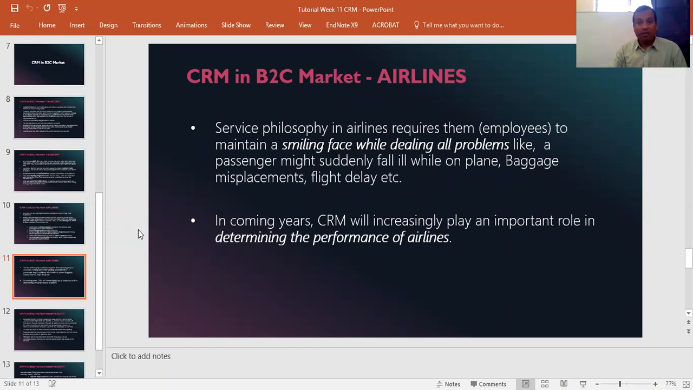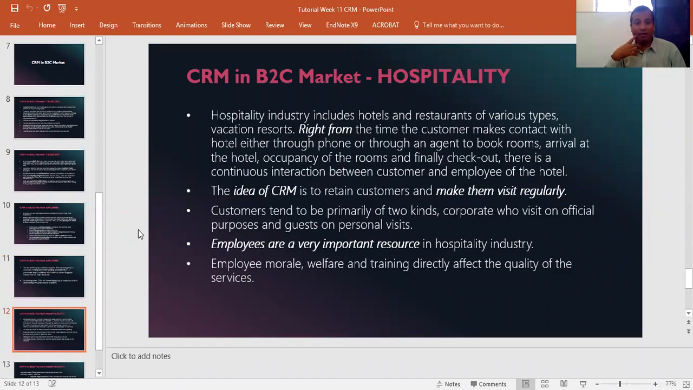So that's all about the airlines. And finally, we have CRM in hospitality. Maybe the hospitality industry, such as hotels and restaurants of various types, vacation resorts.